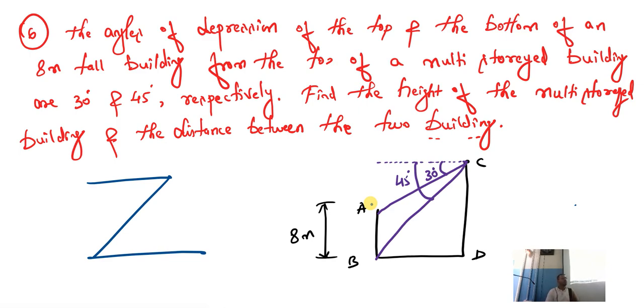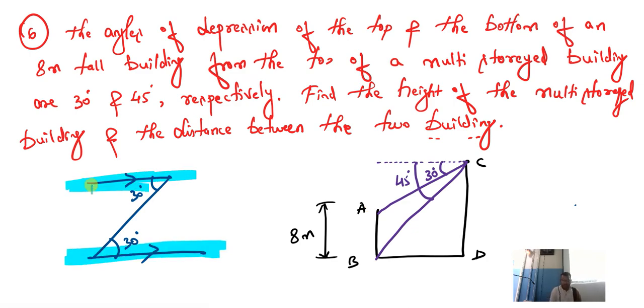I have drawn a shape of Z here. What does this shape of Z indicate? When these two lines are parallel lines, please understand carefully. When these two lines are parallel lines, what angle do we have here? Here also we have the same angle. That is called alternate angles. If this angle is 30 degree, then this angle is also 30 degree. You have to understand this. This will happen only when these two lines are parallel lines.